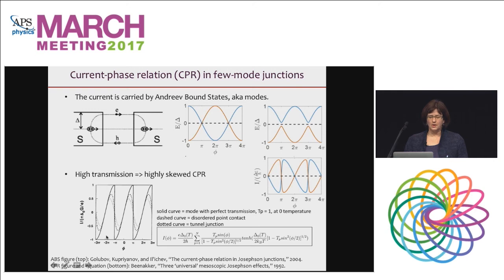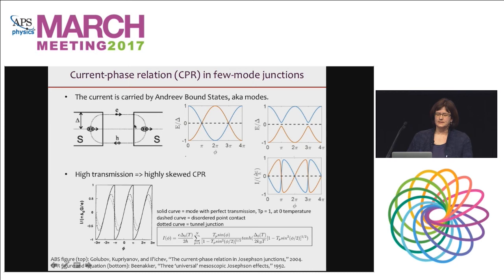And just to show you a plot from a lovely paper by Beenakker called Universal Mesoscopic Josephson Effects, if you look at the current phase relation, you can see the dotted line is for a tunnel junction, the dashed line is for a disordered point contact, and the solid line is for a single mode that has perfect transmission. I also want to mention the Quantronics group in France, which has done quite a lot of work, as have other groups, of trying to characterize these transmissions by various means.